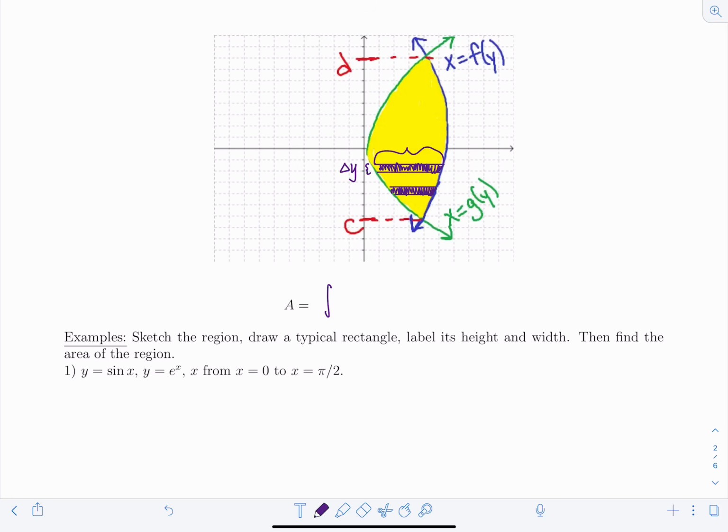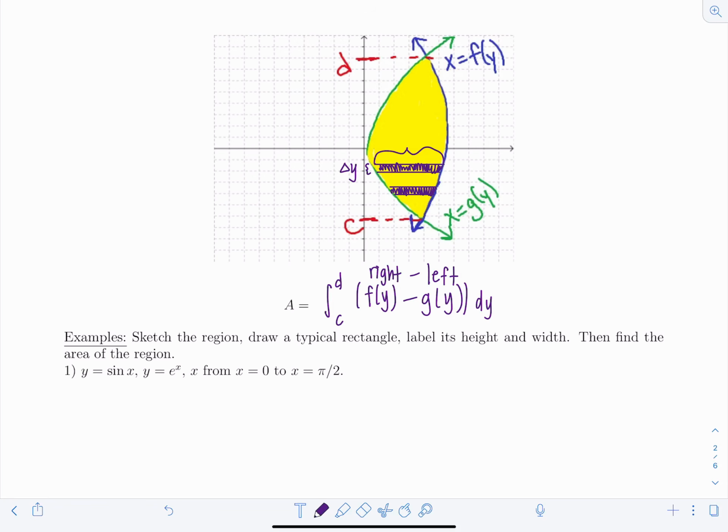Your limits of integration are going to be in terms of y, so you're going to start from c up to d. You would have f of y, since that's the function on the right, that one's larger, minus g of y dy. So this is right minus left, okay? And if you get a negative value, then you know you did something wrong, because area between curves is always going to be positive.